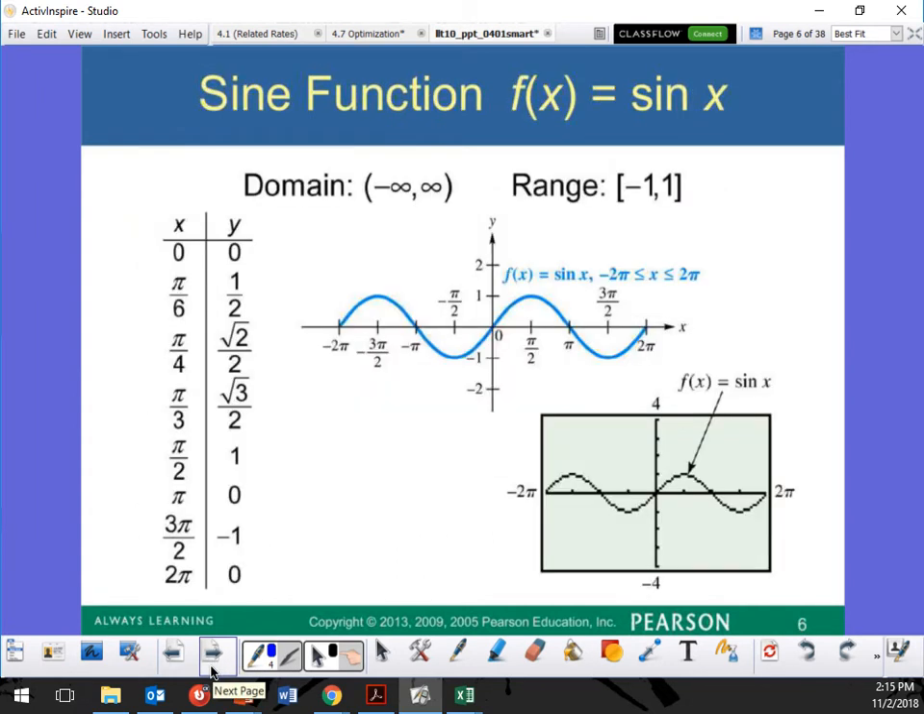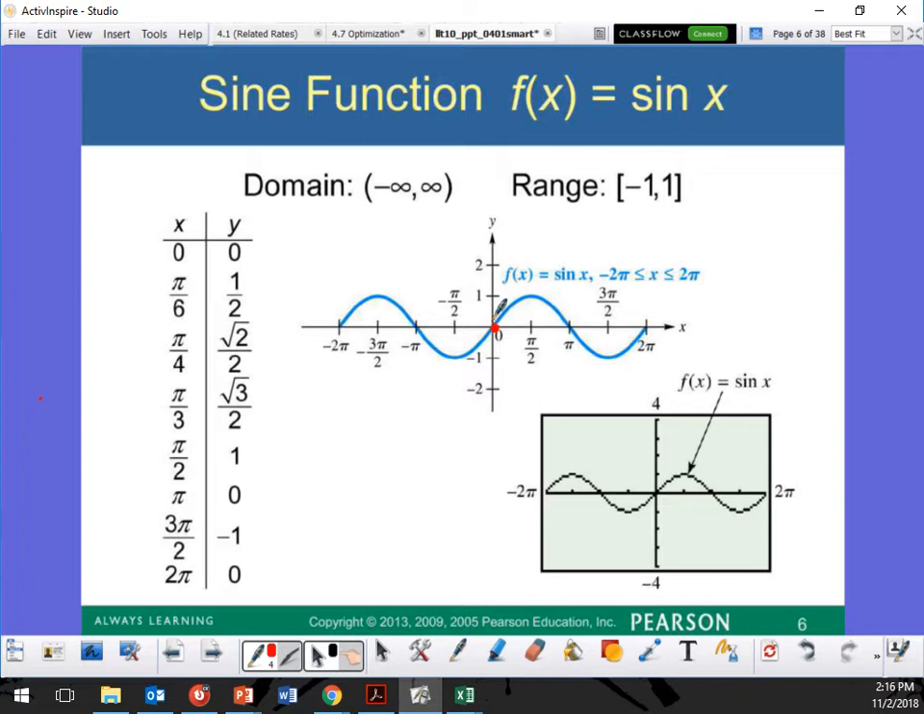Okay, so now, time for the magic finger. You guys ready for the magic finger? All right, everyone, put your magic finger on 0. Now, sine is which value? Y value. Can you tell me what the y value is at 0? 0.